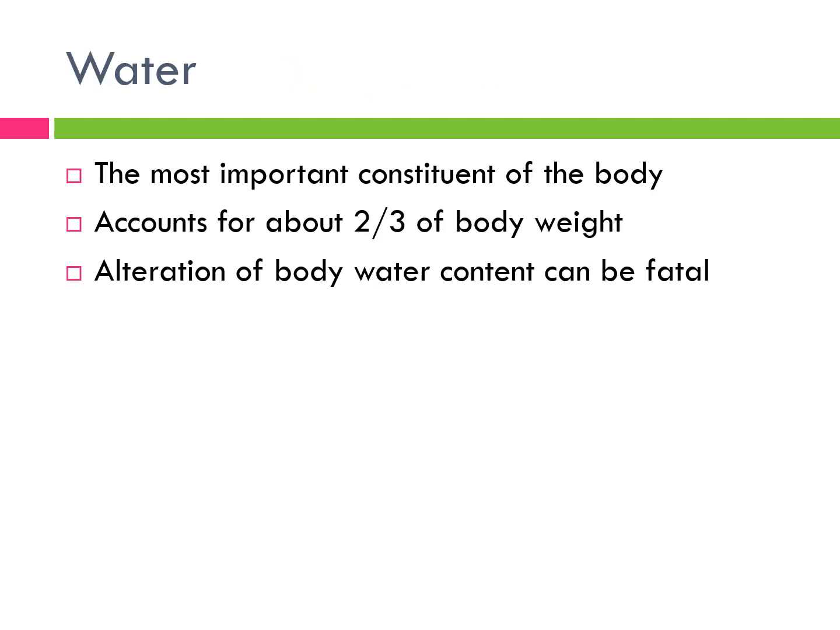Water is the most important constituent in the body, and it accounts for about 2/3 or 70% of your body weight. Even a small alteration of the amount of water in your body can be fatal, which is why severe dehydration can be fatal pretty quickly.